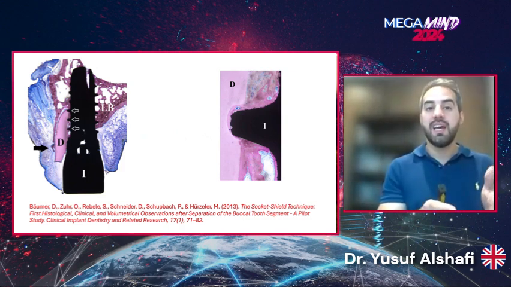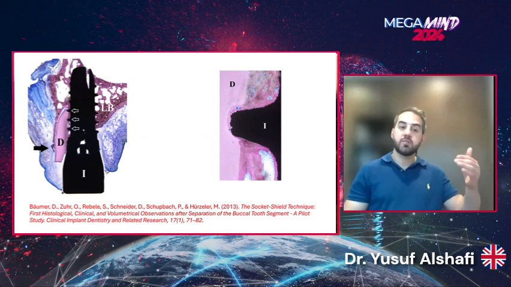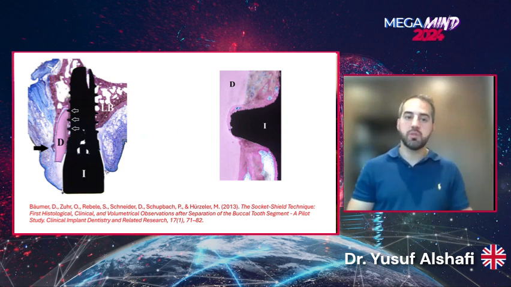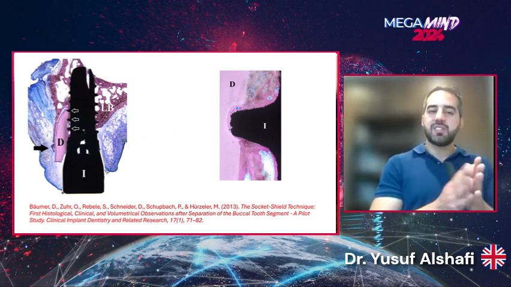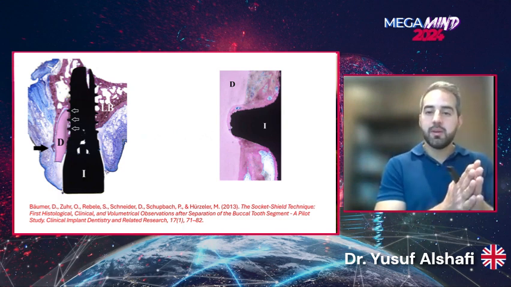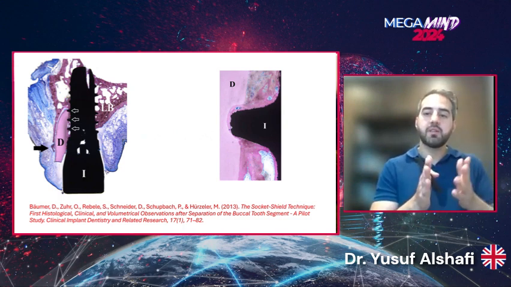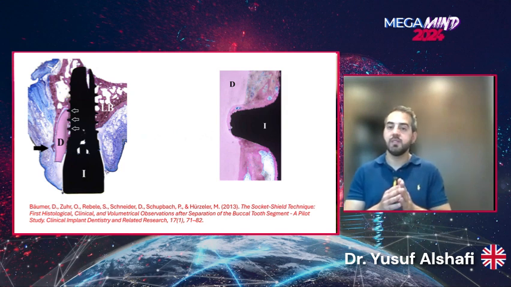This is a socket shield. At that time it was prepared supracrestally, which was the norm. And the implant is actually touching the shield. Now, you can have the implant touching the shield. Ideally, you want a space. Ideally, you want a graft into the space.